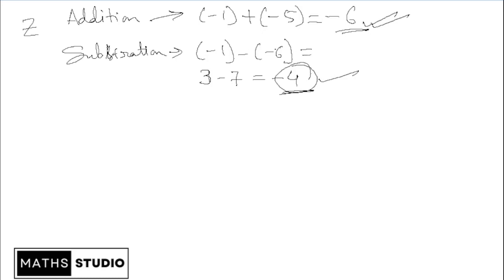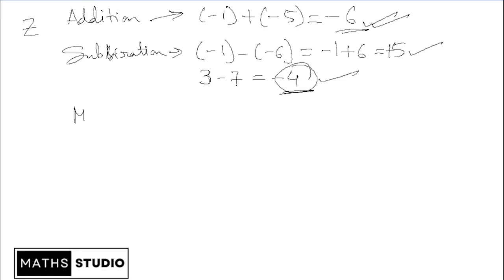Okay, let's come to this complicated one. Minus 1, minus of minus 6 means plus 6. Okay, so it's basically 6 minus 1, which is plus 5. So 5 is also an integer. So we can see now subtraction is following the closure property under integers.